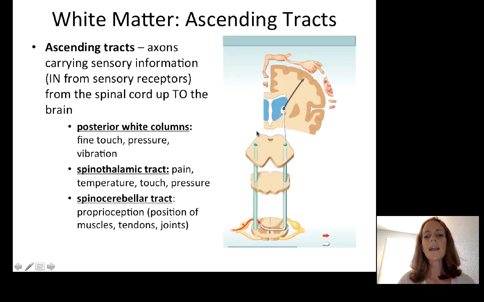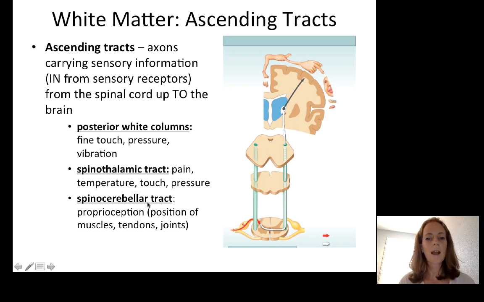There are also white columns in the spinal cord, and these are going to be ascending tracts or groups of axons that are traveling up the spinal cord. So think of this like an elevator, right? The information is going to be going up and down the white matter of the spinal cord.